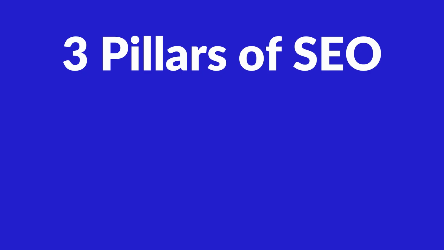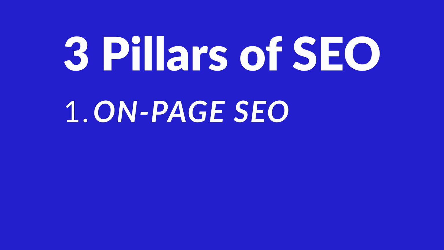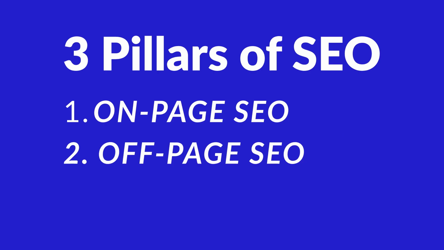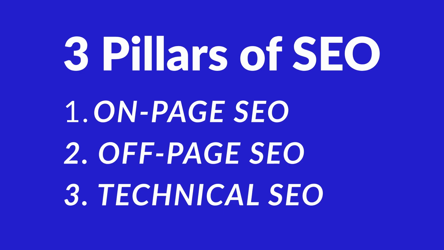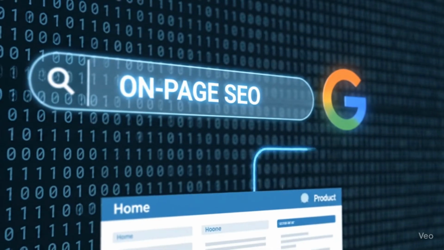So in this video, we're going to cover everything you need to know to optimize your Shopify store for SEO from scratch. We'll break it down into 3 parts. Number 1, on-page SEO, what you do inside your Shopify store. Number 2, off-page SEO, how to build trust outside your store. And finally, the third one is technical SEO, the behind-the-scenes fixes that make your store fast and mobile-friendly. Let's start with on-page SEO.